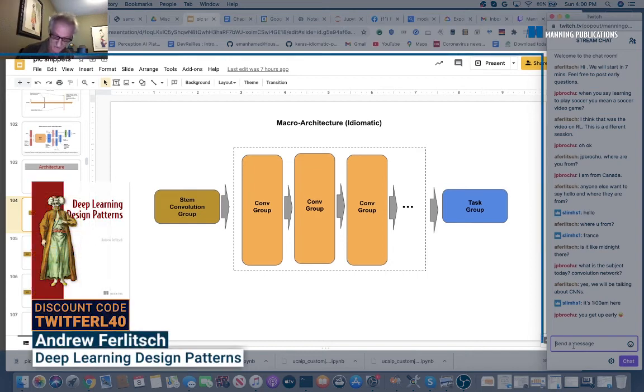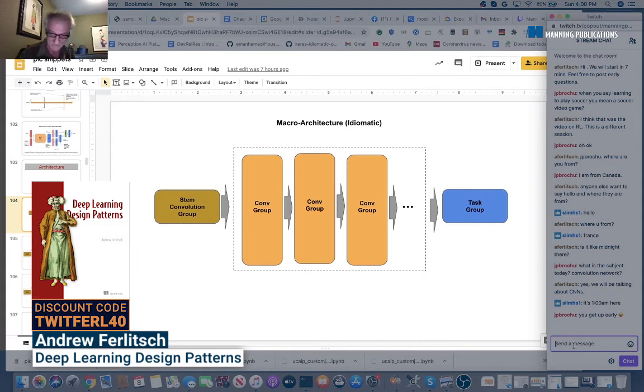My name's Andrew Ferlitsch. I'm the author of Deep Learning Design Patterns, being published by Manning. As far as my current background, I work for Google AI. I'm in Google Cloud Developer Relations. I'm primarily external facing.